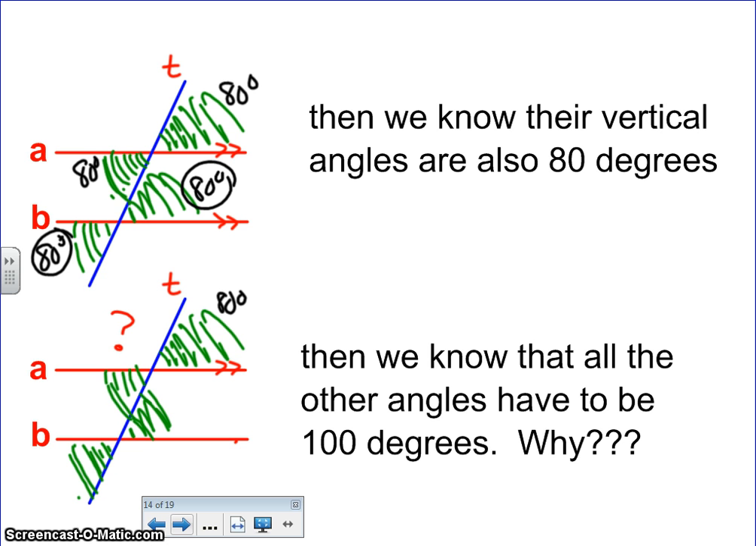So looking at the bottom picture here, I know all the greens are 80, so I could write an 80 here, I could write an 80 here, I could write an 80 here, and then all that's missing is the other four angles. Well, they're all going to be the same, but what are they going to be? It's going to be the supplementary angle of 80. And since you add 100 to 80 to get 180, then these other 4 angles are all going to be 100 degrees. So that's how you work out all the angles when 2 parallel lines are cut by a transversal.